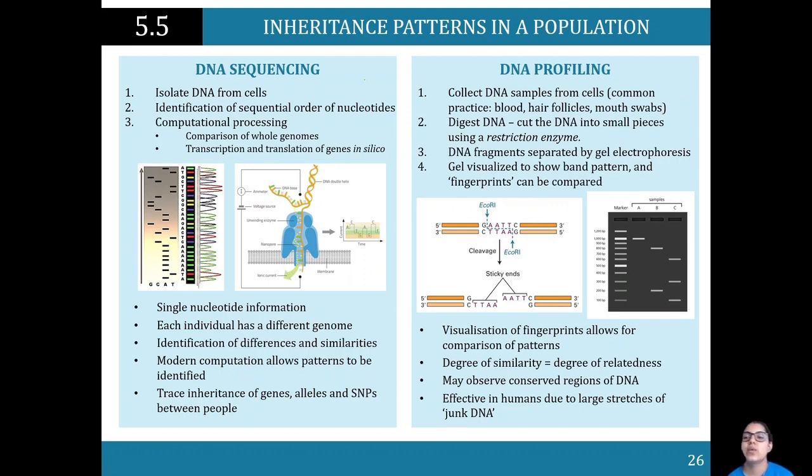With DNA sequencing, we begin by isolating DNA from cells. We get its sequential order of the nucleotides because that's what makes a DNA unique. It's those nucleotide pairings. And then we put it in a computer, we process it, and we can then compare whole genomes of individuals. And we can also conduct transcription and translation of genes in silico.